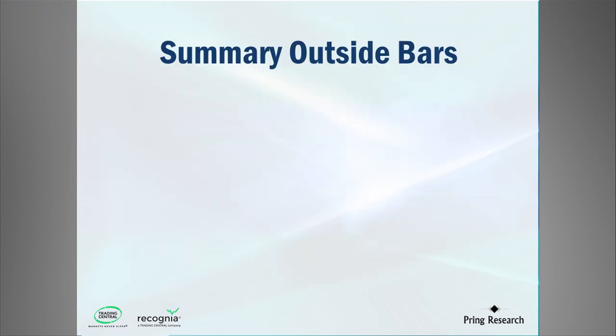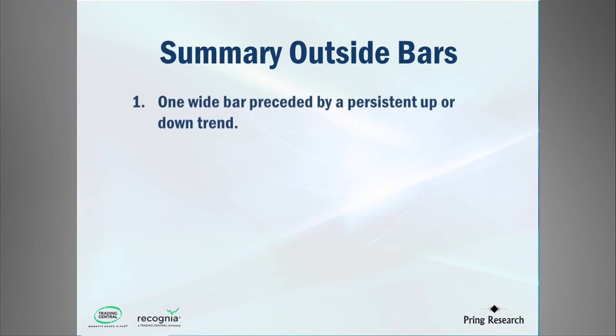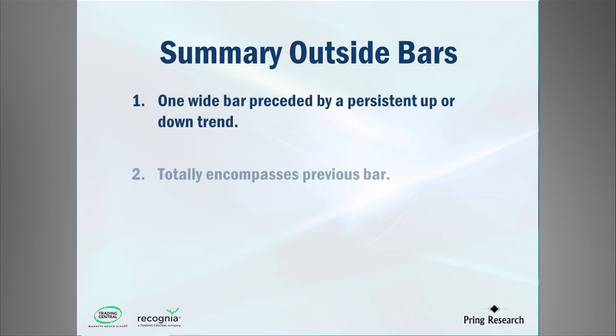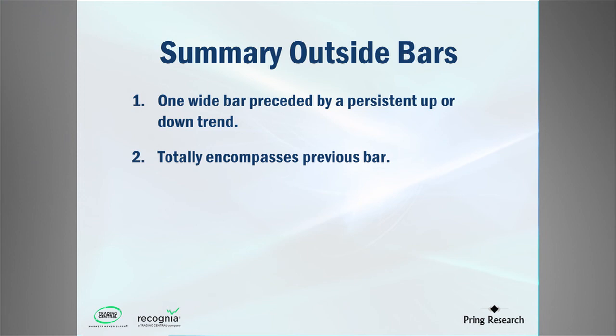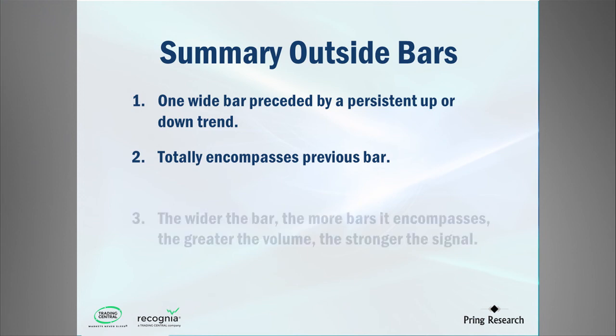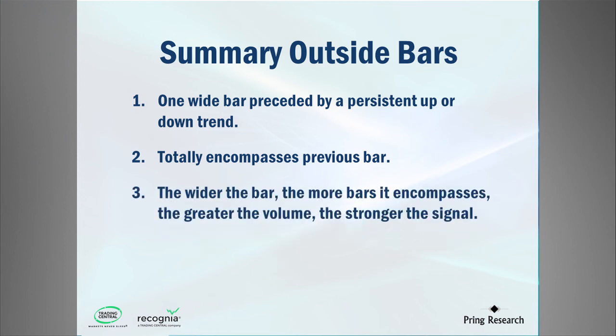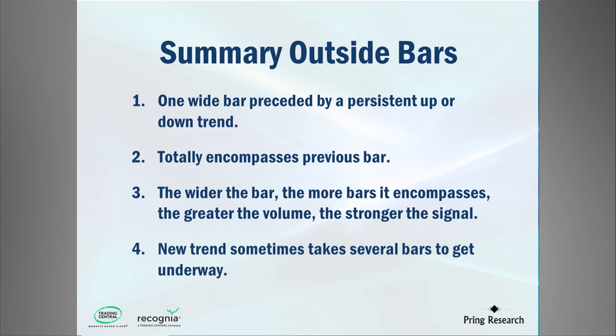Summary of outside bars. 1. One bar preceded by a persistent up or down trend. 2. It totally encompasses the previous bar. 3. The wider the bar, the more bars it encompasses, the greater the volume, the stronger the signal. And 4. A new trend sometimes takes several bars to get underway.